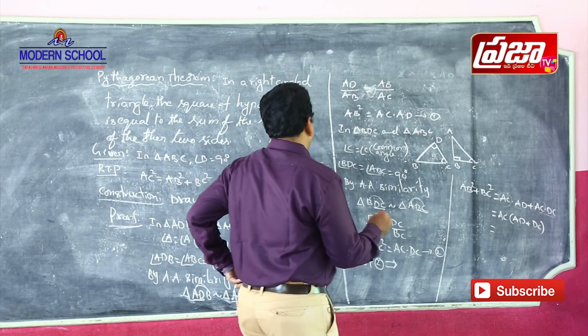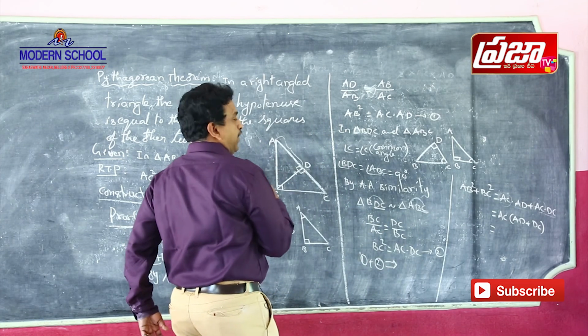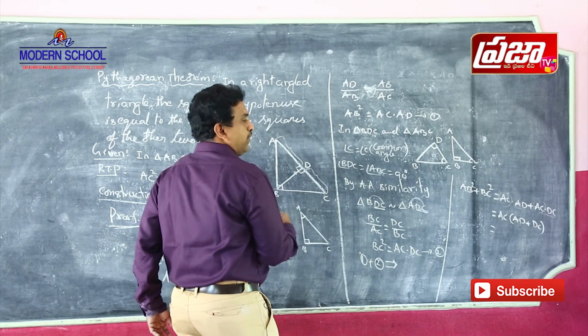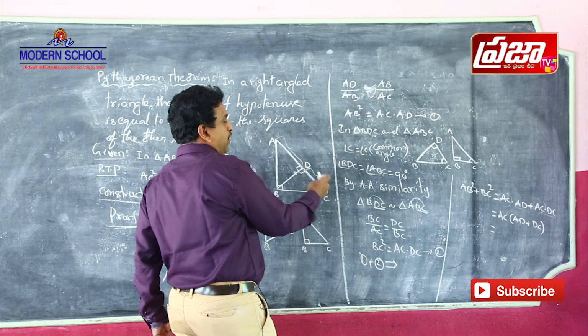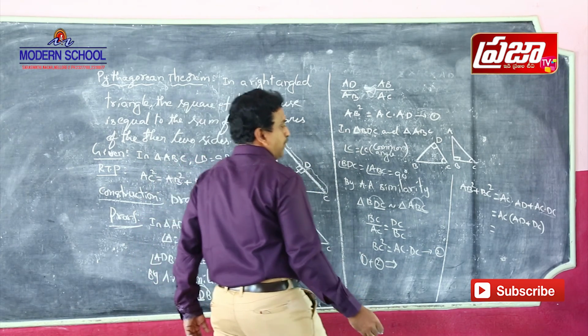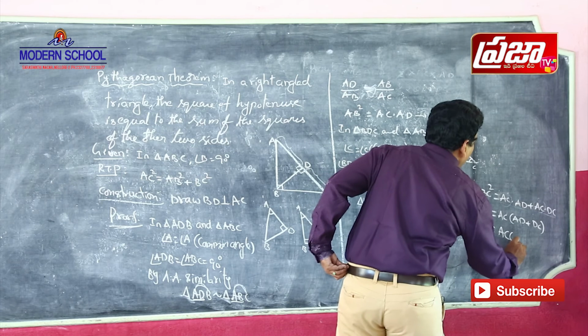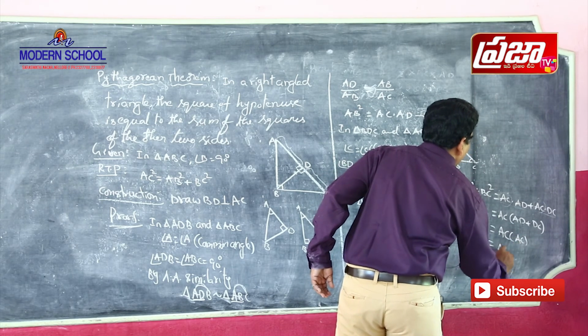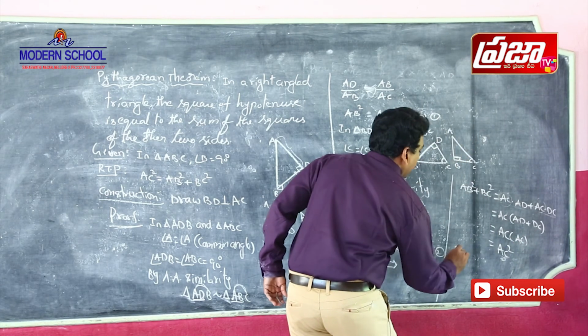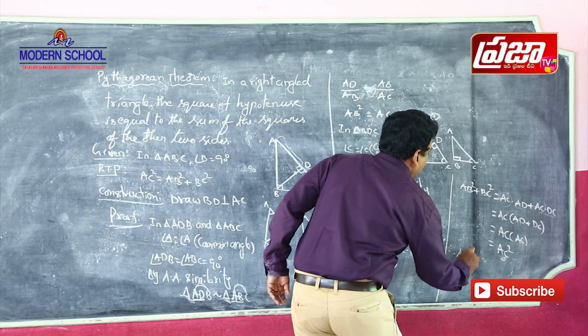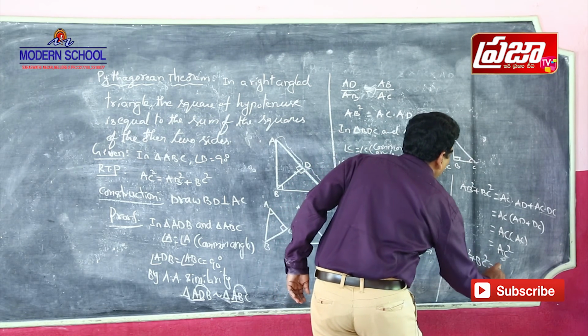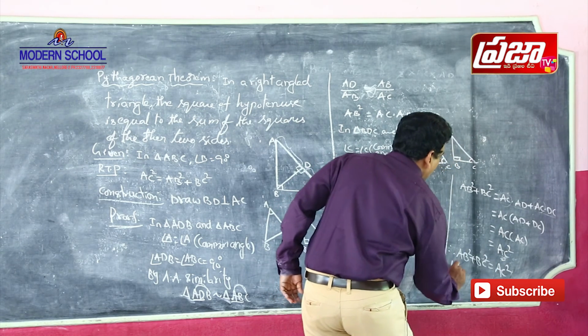So look at this triangle. This is the length of AD and this is the length of DC. Length of AD plus length of DC gives AC. So AC into AC equals AC square. So clearly, AB square plus BC square equal to AC square, hence proved.